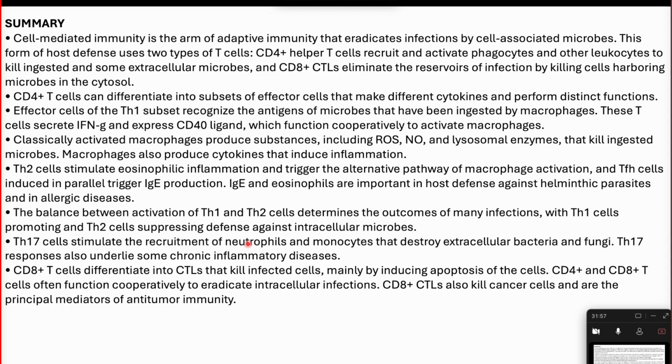IgE and eosinophils are important in host defense against helminthic parasites and in allergic diseases. The balance between activation of Th1 and Th2 cells determines the outcomes of many infections, with the Th1 cells promoting and Th2 cells suppressing defense against intracellular microbes. Th17 cells stimulate the recruitment of neutrophils and monocytes that destroy extracellular bacteria and fungi. Th17 responses also underlie some chronic inflammatory diseases.